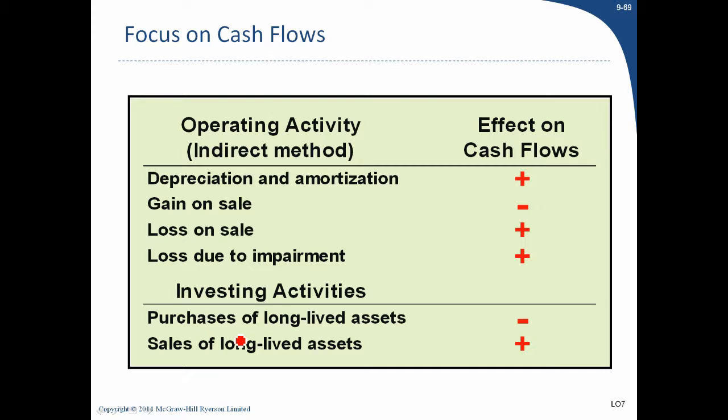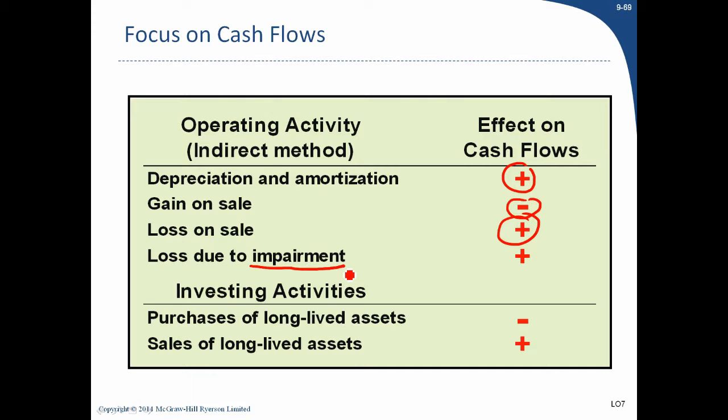Cash flows, nothing new. We covered this in chapter 5, I think, with the statement of cash flows. Depreciation and amortization you add back to net income. Gain on sale you subtract. Loss is the opposite. An impairment loss, and you don't really need to know this, the journal entry is going to be debit impairment loss, credit accumulated depreciation, or just credit the asset, non-cash, similar to depreciation.